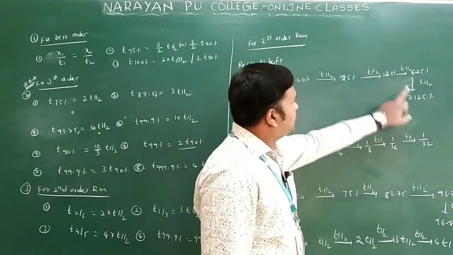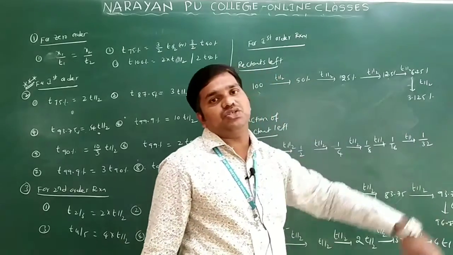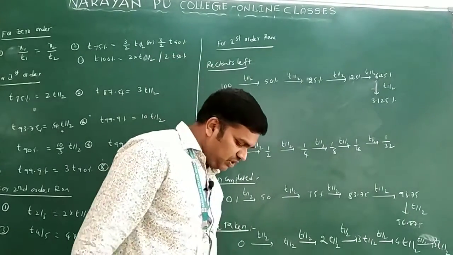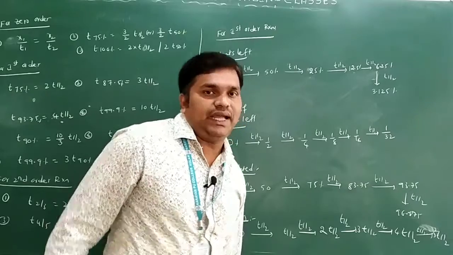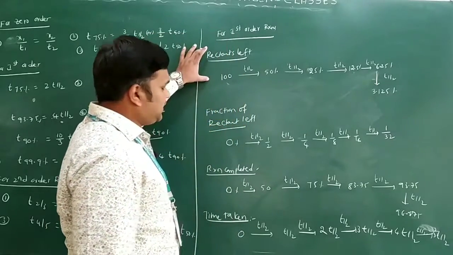3 T off. This is what? 4 T off. This is what? 5 T off, and so on you will get. So this is particularly for which reaction? For first order reaction. Clear? Understood or not? For first order reaction, so many I wrote.